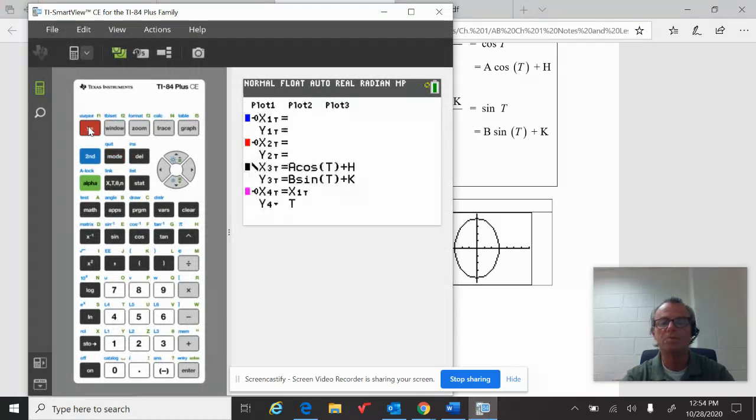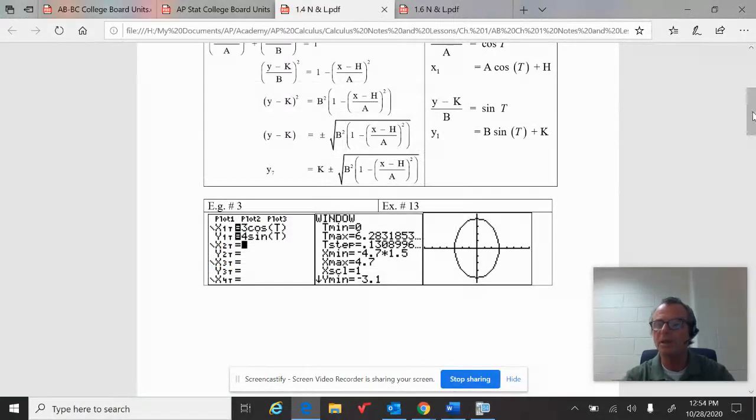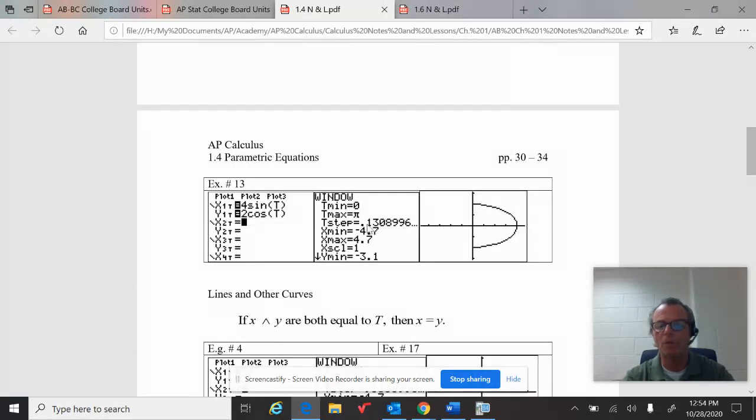Okay, so this is atypical the way this problem 13 went, but that would be your picture. Now, lines and other curves, these are not AP topics, but you'll get a little bit of reinforcement as to how the mode works.